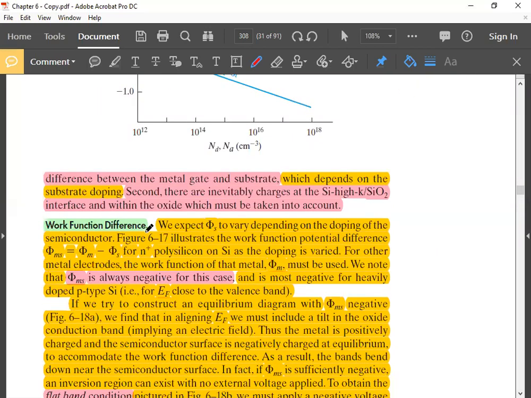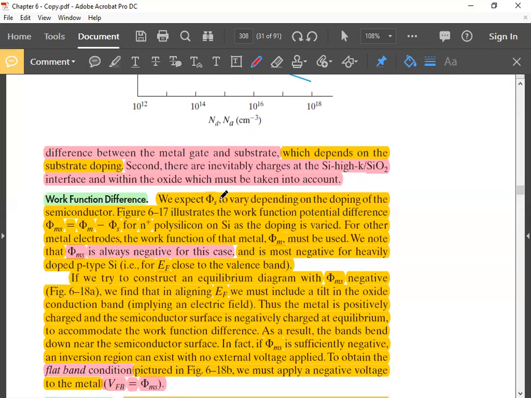Work function difference. This is the first consideration. We expect phi s to vary depending on the doping of the semiconductor, right? If you vary the doping of the semiconductor, EF, the position of the Fermi level, will vary. So obviously q phi s will vary, right?